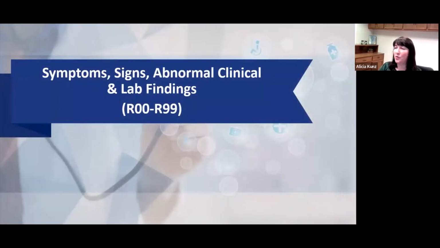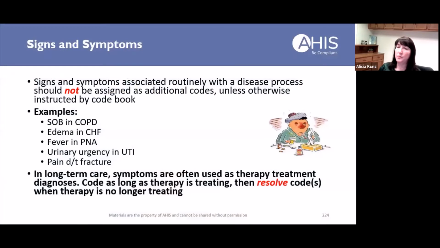Symptom signs and abnormal clinical and lab findings. These are R codes, R00 to R99. When it comes to coding symptoms, we don't usually code them, in particular signs and symptoms that are routine to a particular disease.